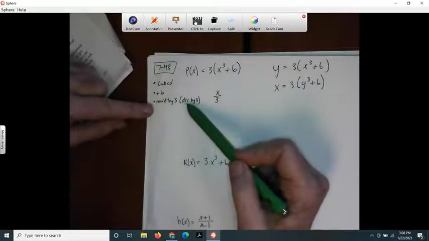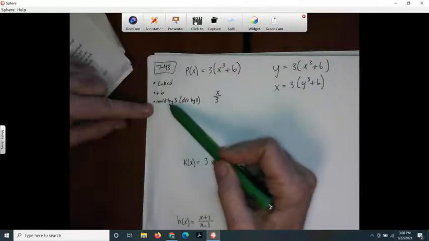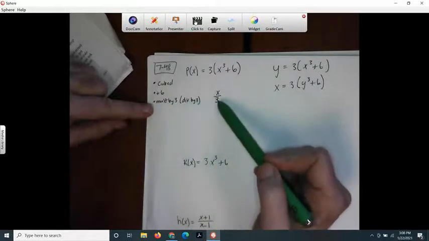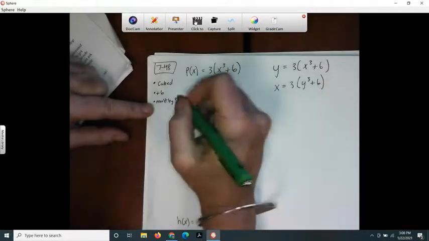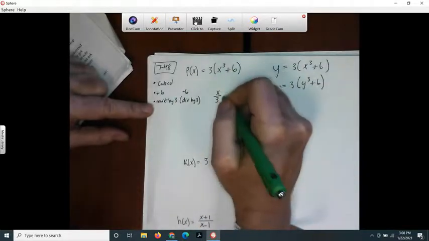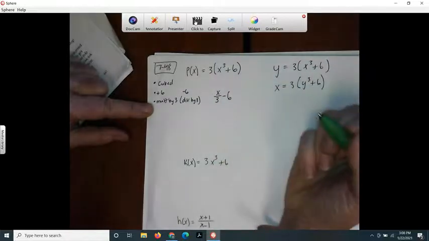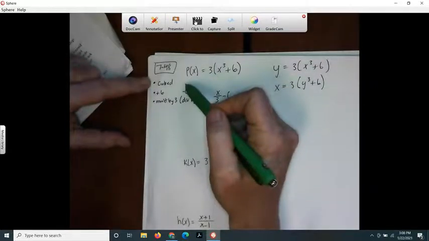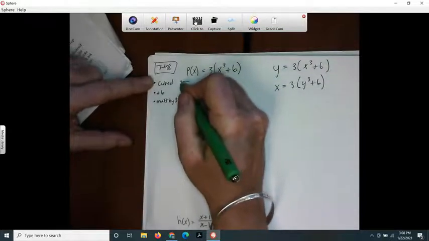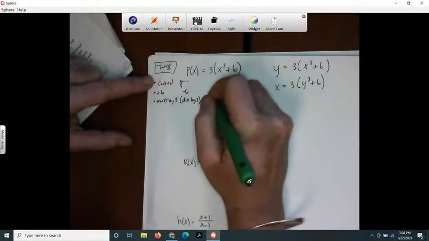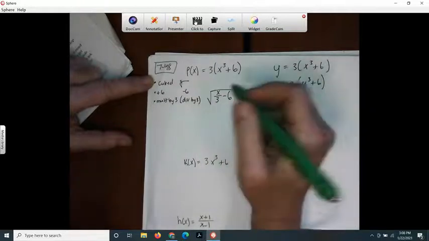And then the opposite of adding 6 would be subtracting 6. So I'm going to subtract 6. And then the opposite of cubing would be cube rooting. So then I'm going to cube root it. So that's my inverse right there. That's P inverse of X. I'm going to show you how it's done over here too.